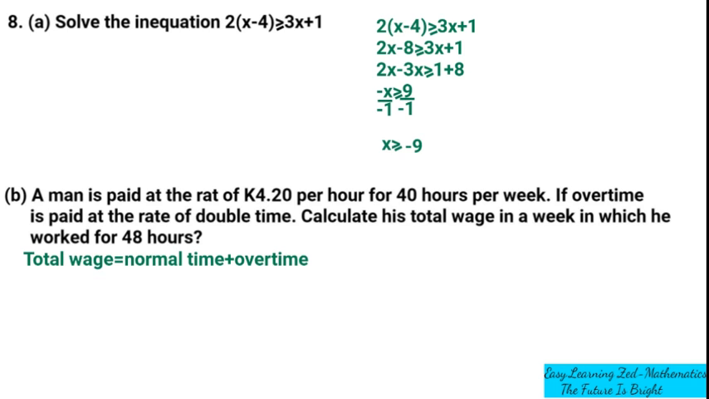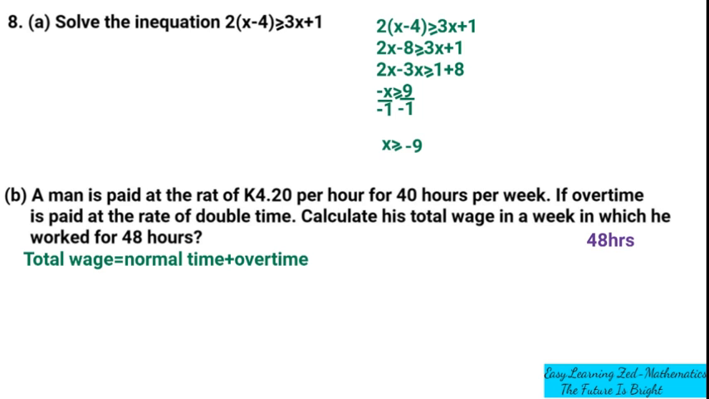The normal time is given there in the statement, which is 40 hours per week. That is a normal hour. However, we are told that this man worked for 48 hours, which we can write here. On the right side of the screen, we have written 48 hours.